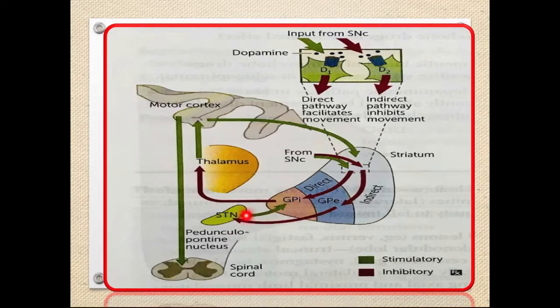That's why ultimately it will excite the globus pallidus internus. Okay, and this part is enhanced part of the connection between the substantia nigra pars compacta to the striatum, D1 and D2 receptor. Direct pathway facilitates or excites the movement, indirect pathway inhibits the movement, that we have covered. Okay.